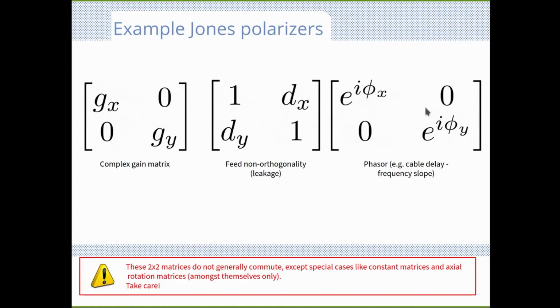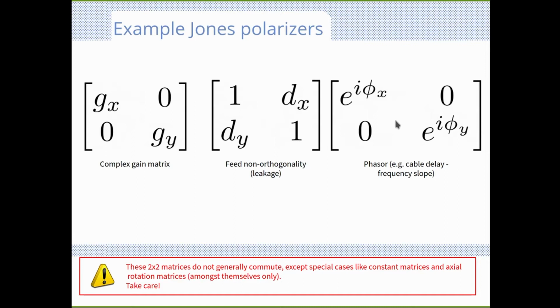This is a very important matrix, and it can be used to describe the Fourier relationship, so the geometric relationship that an interferometer measures. It can also be used to describe delays. So a cable delay will appear as a slope in frequency, right? Because it's just dependent on mu to the first power. So all of those can be described in this kind of formalism, right? So this is one of the most important matrices.